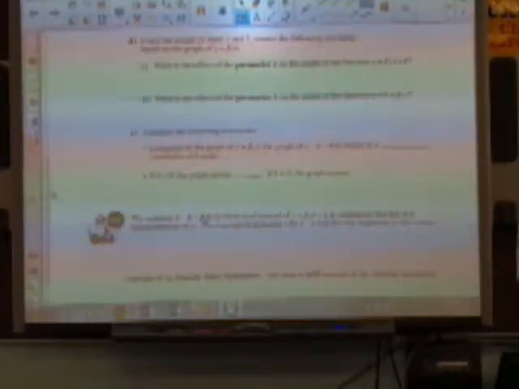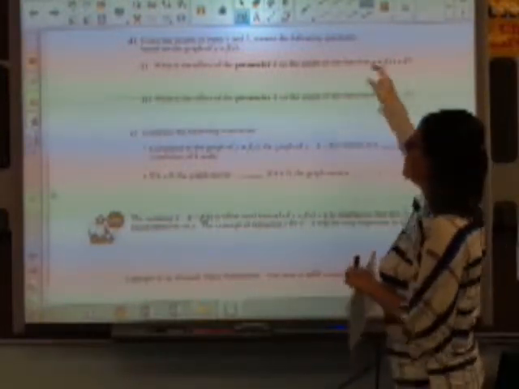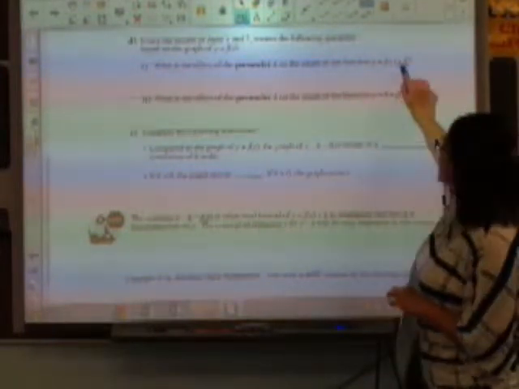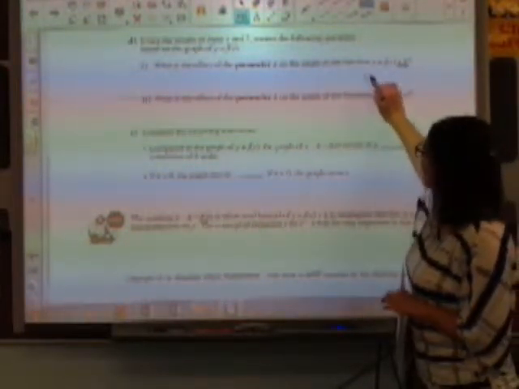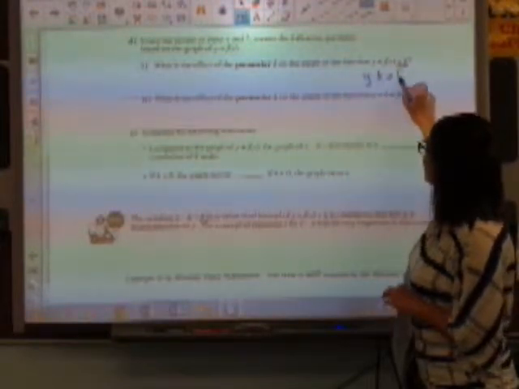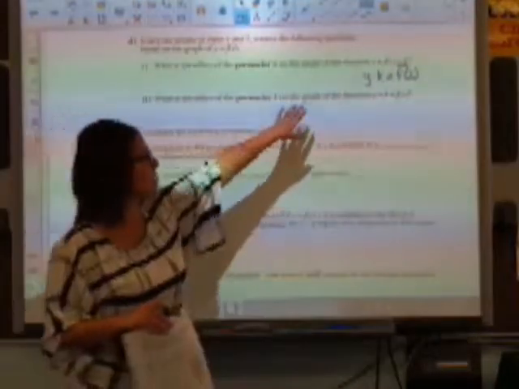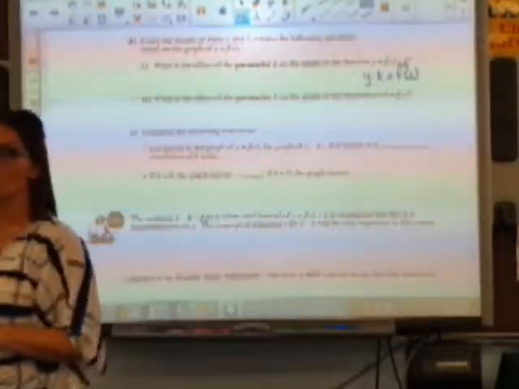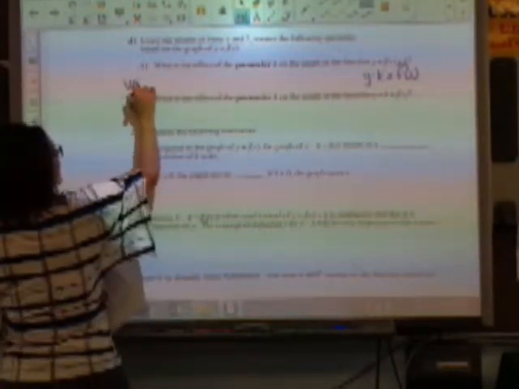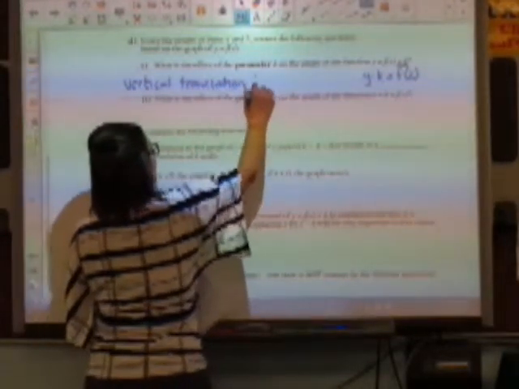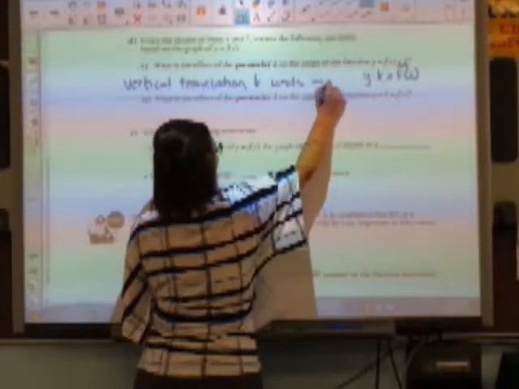What effect does the parameter k have on the function f of x plus k? So what does this k do? Remembering that when I originally wrote it, it would be a y minus k equals f of x. So in that case, when it's a y minus k, what did that do to the graph? It translates it up. So it's a vertical translation, k units up.